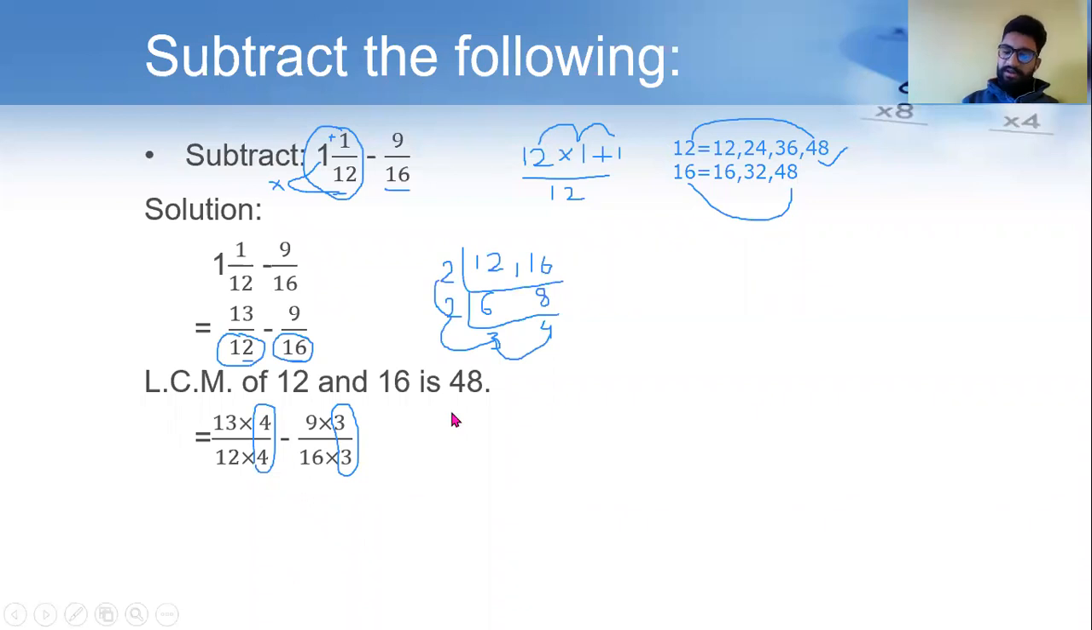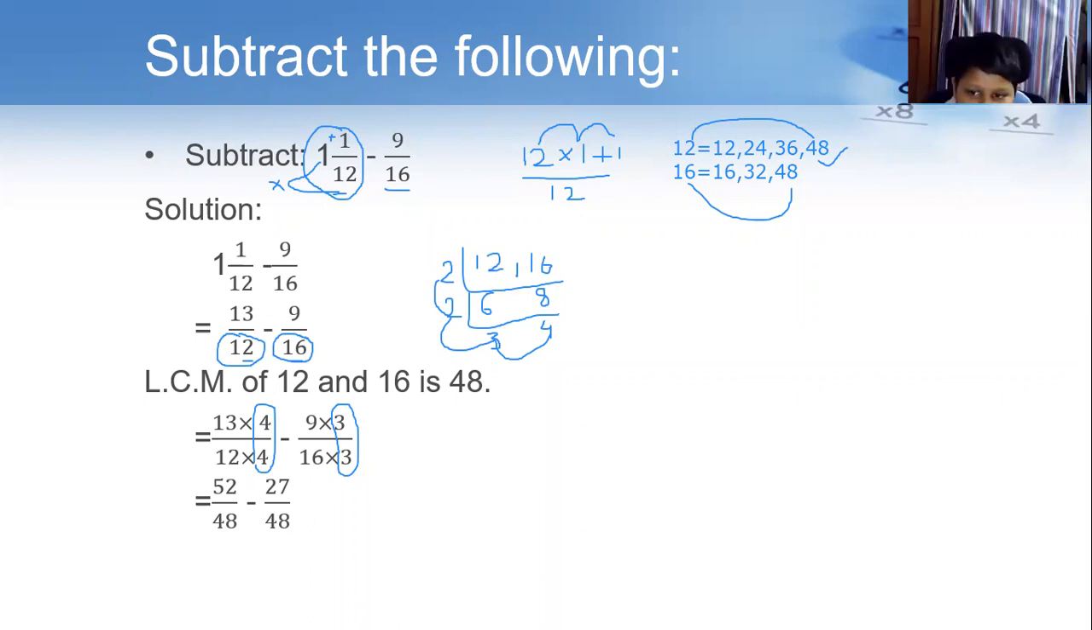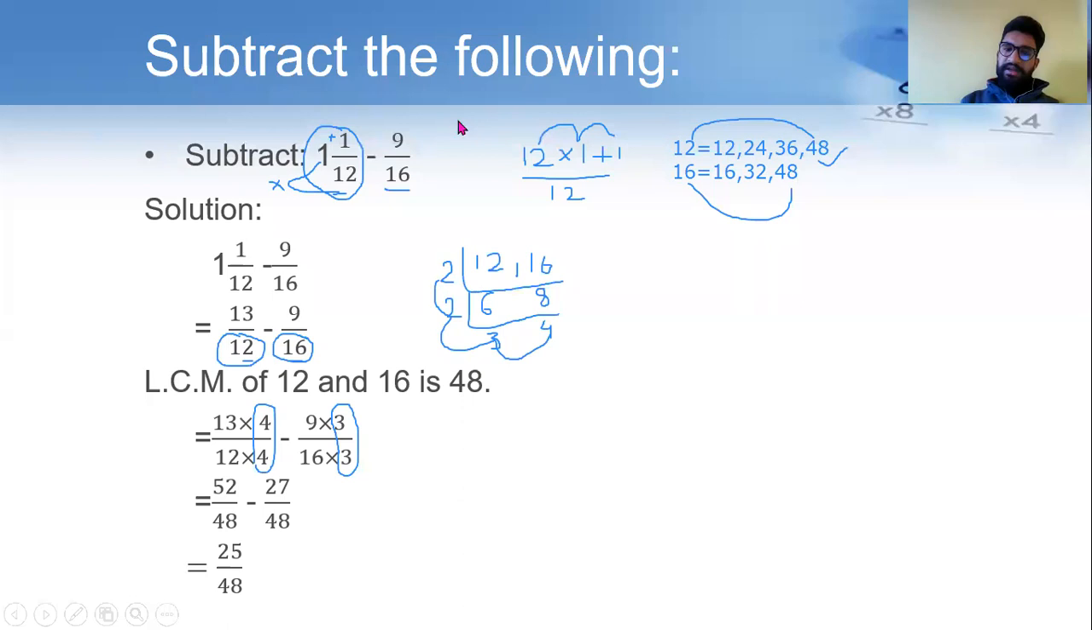Now what is the product? You can calculate it, right? 13 4s are 52 by 48 minus 9 3s are 27 by 48. Now subtract it. What will you get? 25 by 48. Now your answer is in which fraction?